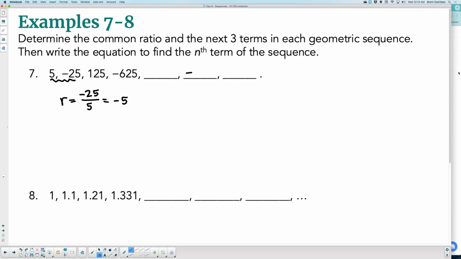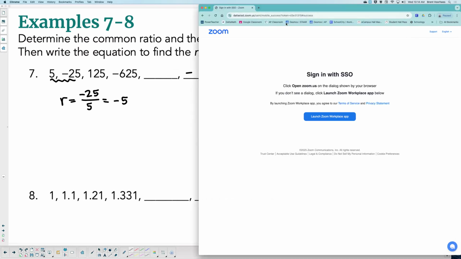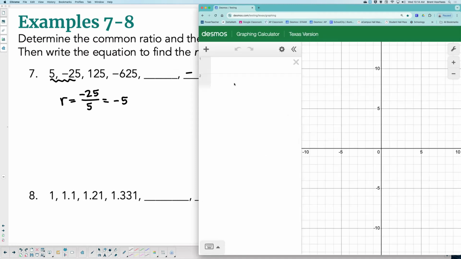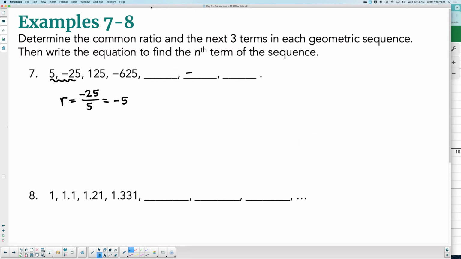So this one's just getting too big. I'm going to have to type those in the calculator. Desmos. I'm going to type this in real quick. -625 times 5. I'm going to see what I get. I think it's 3125, but I'm not for sure. 625 times -5. Yes, 3125. So we have 3125.